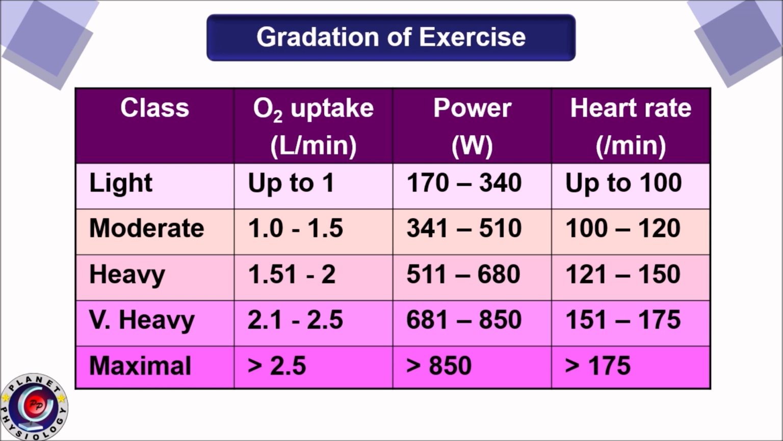If your heart rate rises above resting level but is up to 100 beats per minute, exercise is considered light exercise. During exercise, if heart rate is between 100 to 120, it is moderate exercise. If heart rate increases above 121 but is less than 150, exercise is termed heavy exercise. If heart rate is between 151 to 175, it is called very heavy exercise, and if heart rate goes beyond 175 per minute, then exercise is called maximal exercise.